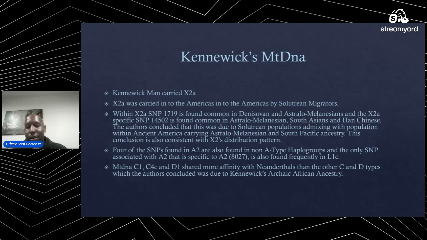So moving forward, 4 of the SNPs found in A2 are also found in non-A-type haplogroups. And the only SNP associated with A2 that is specific to A2, which is 8027, I should say, is also found frequently in L1C. mtDNA C1, C4C, and D1 share more affinity with Neanderthals than other C and D types, which the authors concluded was due to Kennewick's archaic African ancestry.